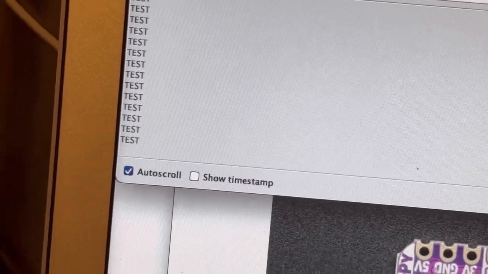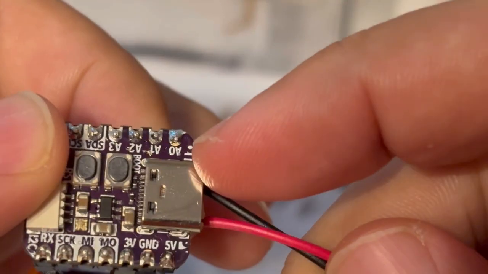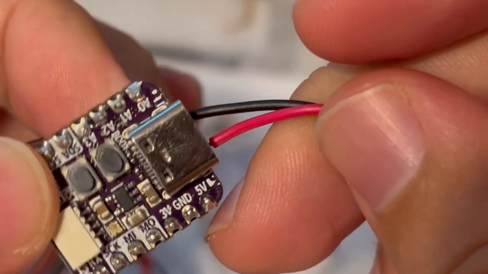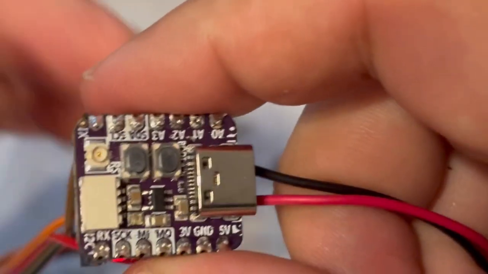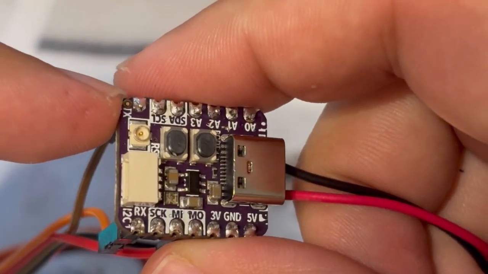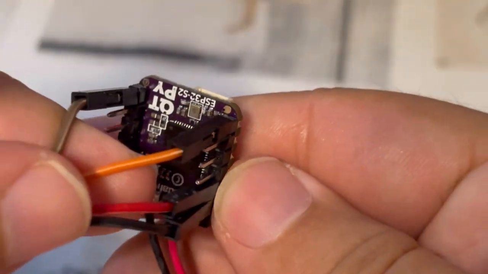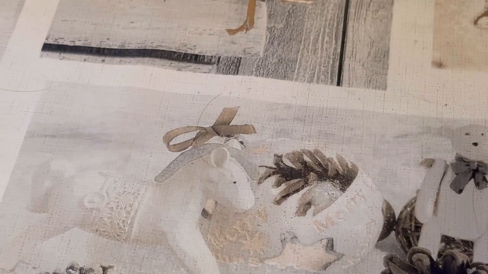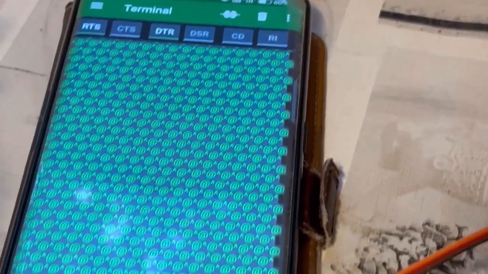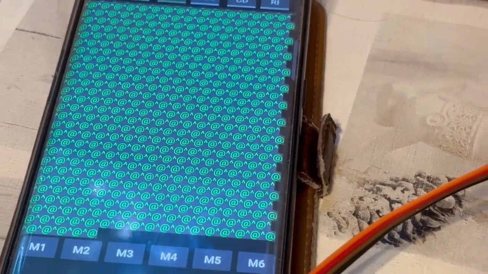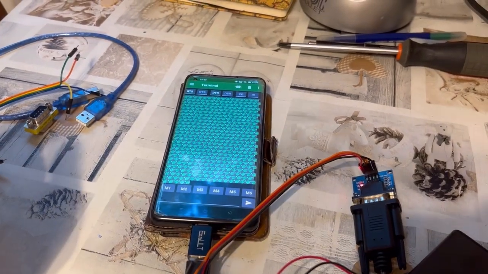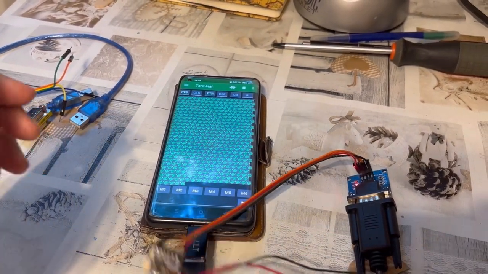But it does that, unfortunately, only in so far as it is connected here over its USB port. But the moment you actually connect it over its RX and TX pins, then you're just going to get absolutely nothing. I mean, there seems to be some sort of pattern that I'm getting, but that seems to be more due to electrical disturbance than anything else.